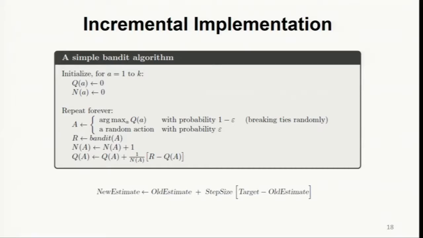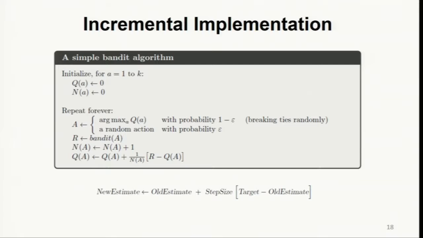Okay, now let's look at this algorithm. In the very beginning, you have k actions, and you make sure all the QA, the expected reward for this action, is 0, and the count for choosing this action is also 0. This is initialization. Now we're going to repeat forever.